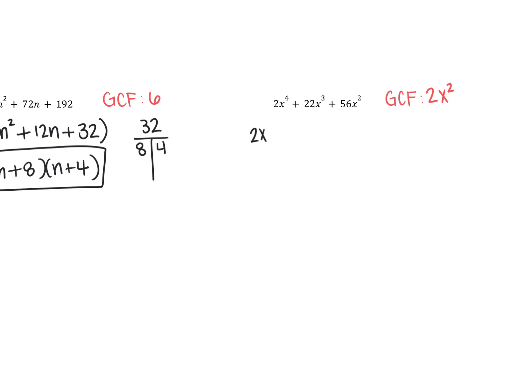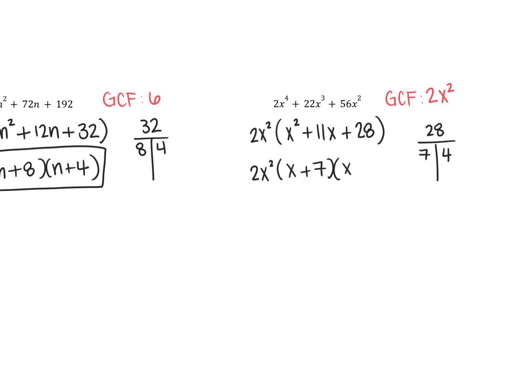So I have 2x squared, and then in parentheses, x squared plus 11x plus 28. Now I'm looking for the numbers that multiply to 28 but add to 11. That's going to be 7 and 4. So I have 2x squared times (x plus 7)(x plus 4).